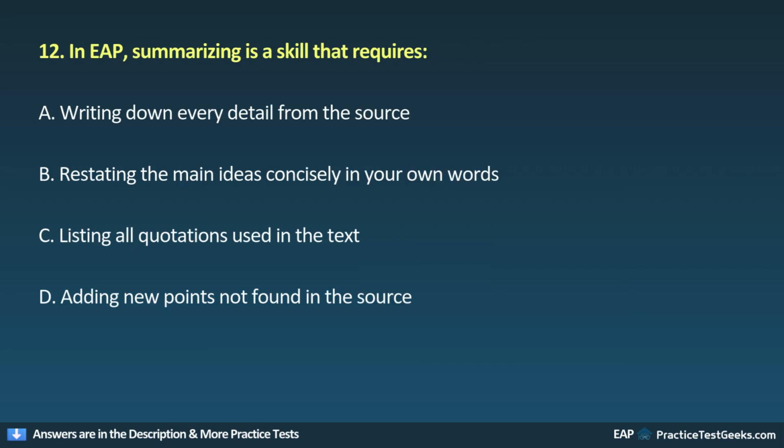12. In EAP, summarizing is a skill that requires A. Writing down every detail from the source. B. Restating the main ideas concisely in your own words. C. Listing all quotations used in the text. D. Adding new points not found in the source.